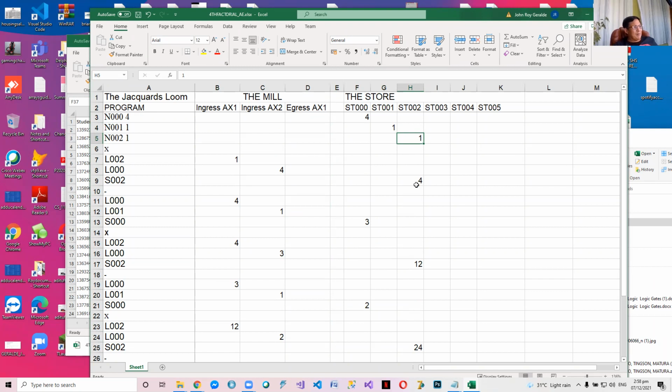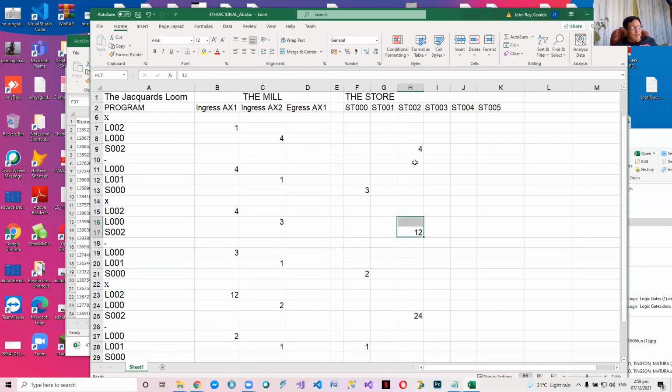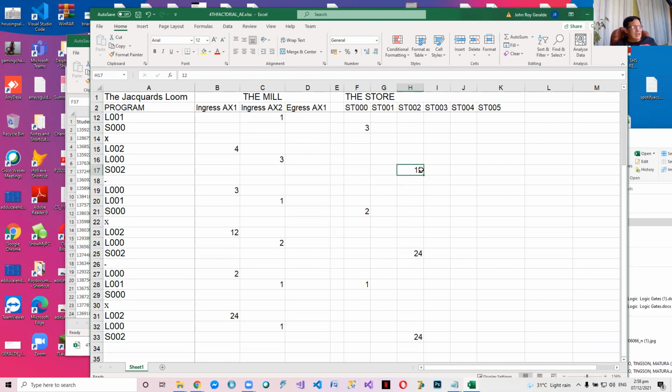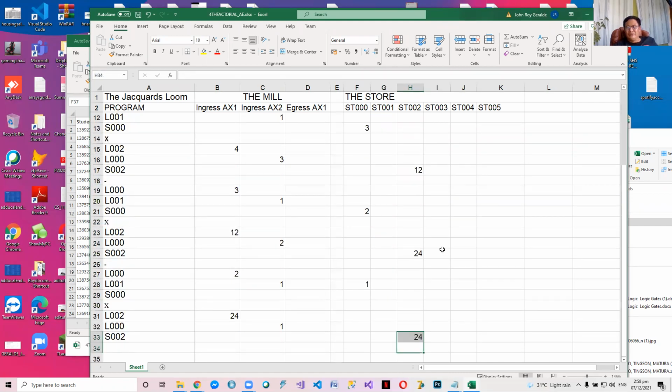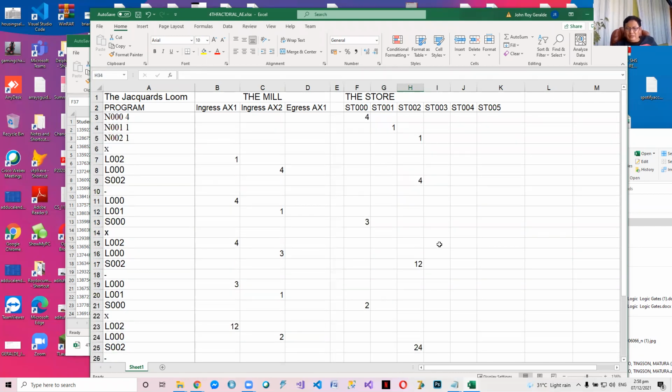The next partial product is 4 because 4 times 1 equals 4. The next partial product is 12 because 4 times 3 equals 12. The next partial product is 24 because 12 times 2 equals 24. 24 times 1 equals 24. Do you follow? Okay. Yup.